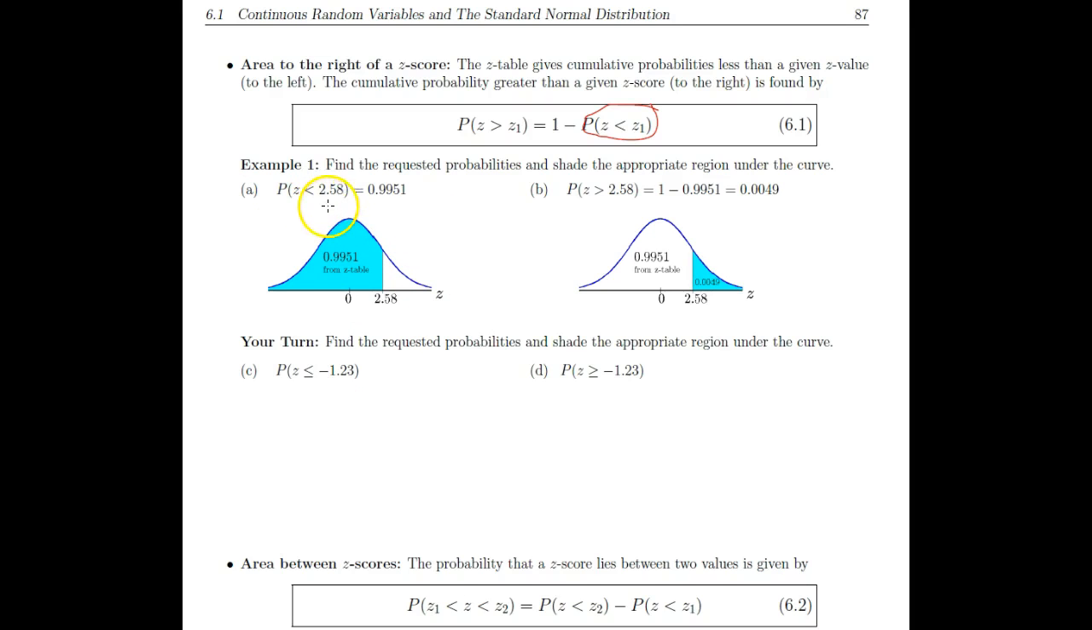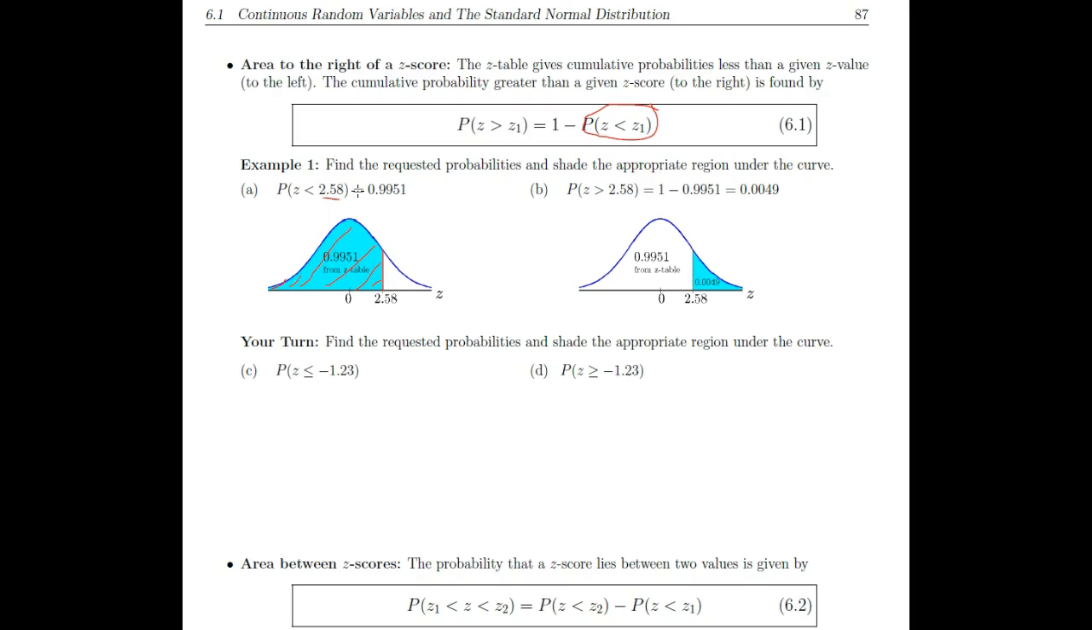Example 1: find the requested probabilities and shade the appropriate region under the curve. So for this first one, we have: find the probability that z is less than 2.58. So what you want to do is go to positive 2.58, and we're trying to find the probability of z being to the left of that number.